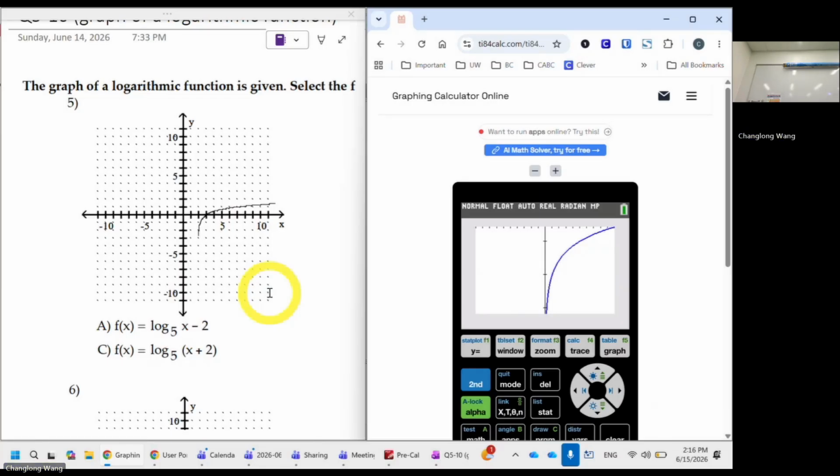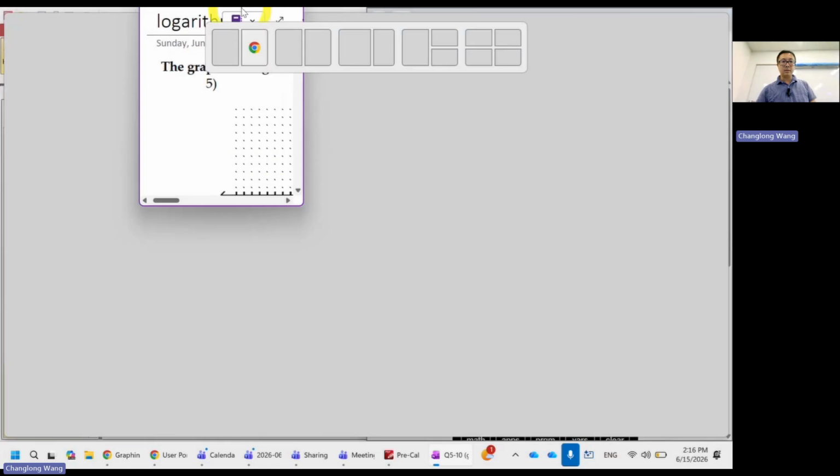Does it make sense? Now, Zach, would you mind telling us what you did to figure out that D is the right option?